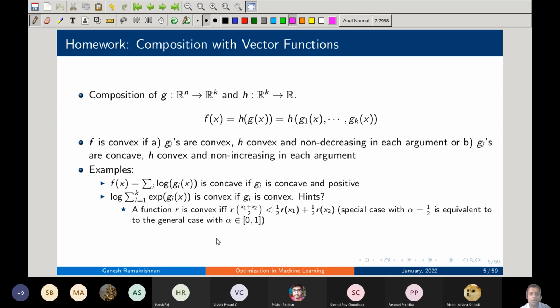This is an interesting expression that comes up in several machine learning optimization problems, so it's okay if we spend a little bit of time here. We've already seen the one-dimensional case of these. We have seen that if f is convex, if a particular single g is convex, h is convex and non-decreasing. And now we have expanded this to multiple g_i's.